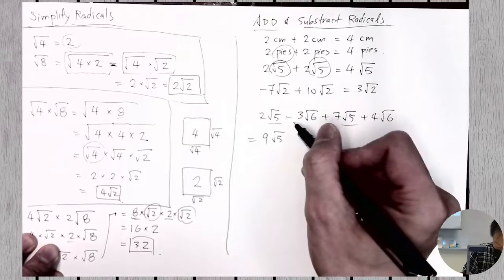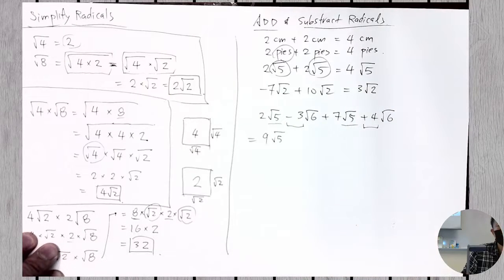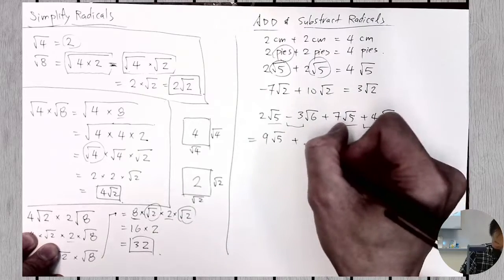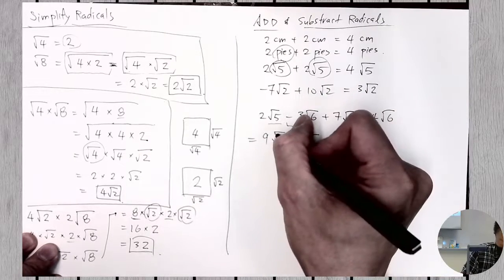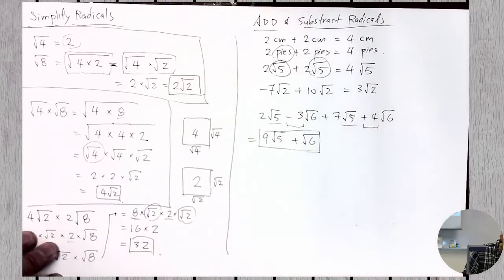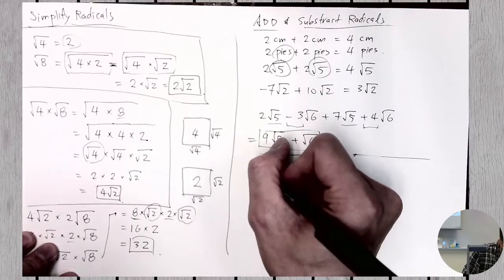And square root 6, I have negative 3 and positive 4. Negative 3, positive 4 give me positive 1. Is that correct? Okay, so it's just positive 1, or plus square root 6. And that's the end of the story. That's it. I can't further simplify it. No way.